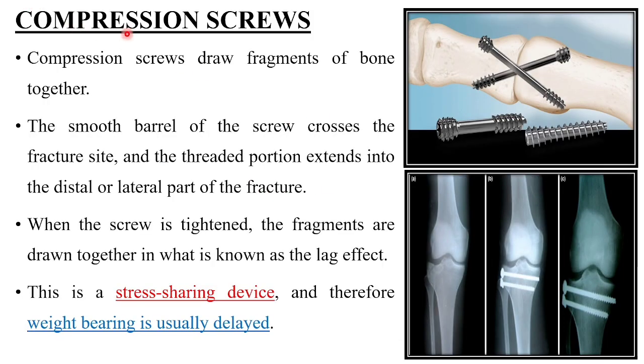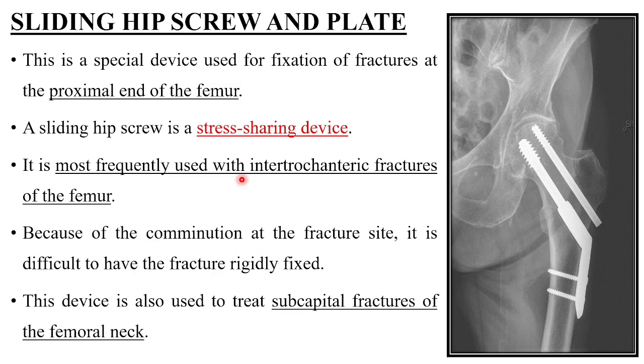Next example is compression screws. Compression screws draw fragments of bone together. The smooth barrel of the screw crosses the fracture site, and the threaded portion extends into the distal or lateral part of the fracture. When the screw is tightened, the fracture segments are drawn together in what is known as the lag effect. These compression screws are stress sharing devices, and therefore weight bearing is usually delayed.